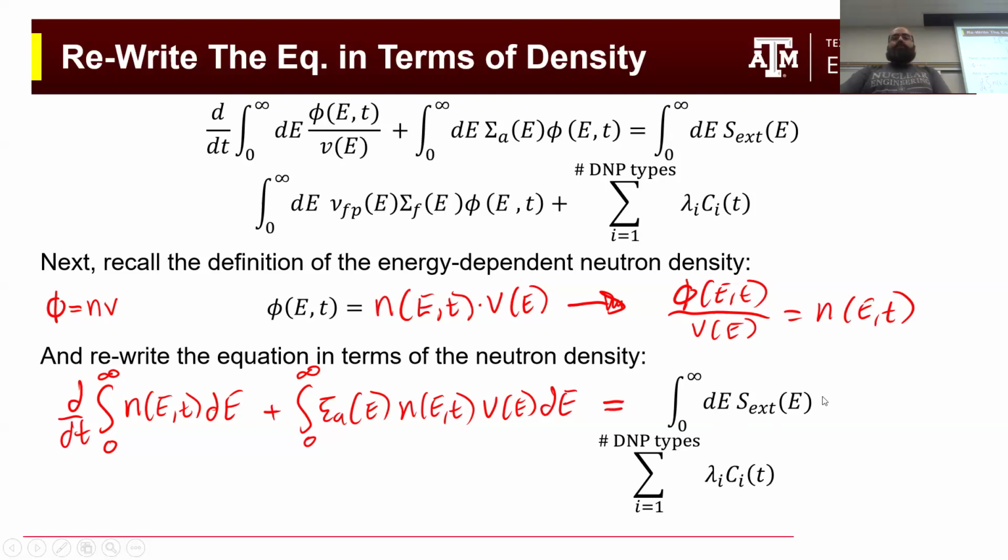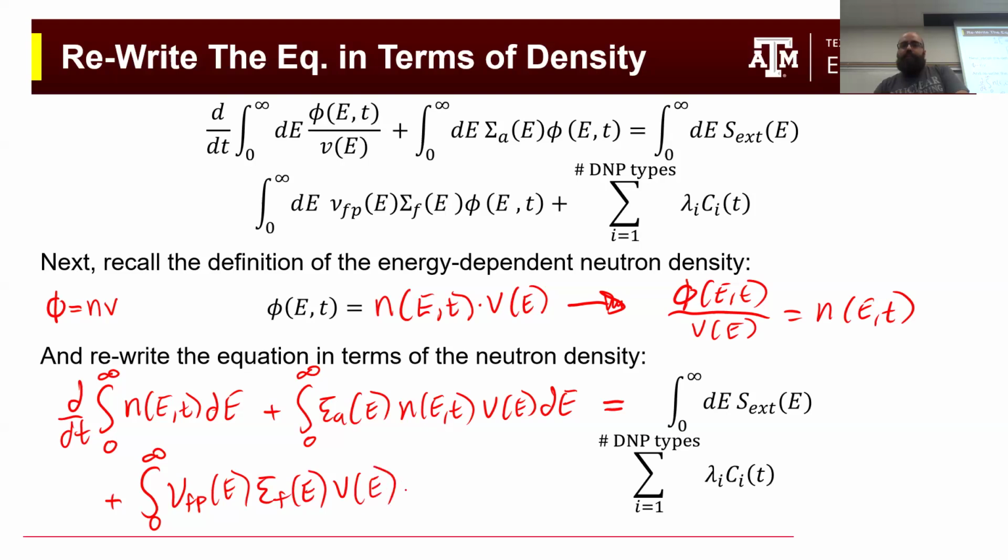My extraneous source term doesn't change. And I'm going to make that same change, substituting this definition into my flux here. So then that fission integral is going to look like 0 to infinity of nu f p of E times sigma f of E times v of E times N of E and t integrated with respect to energy.